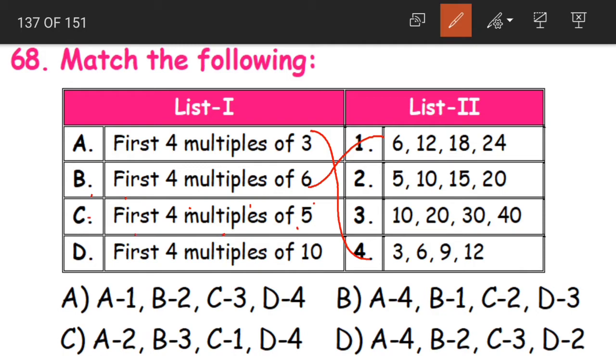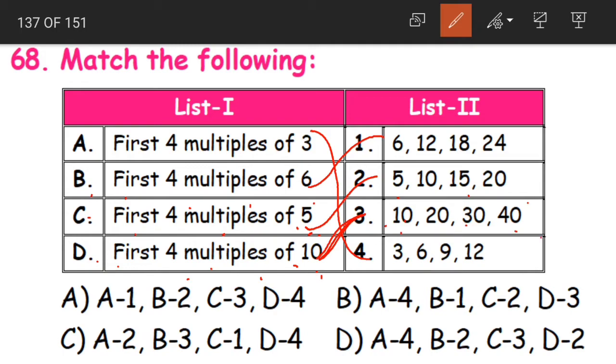Next statement C. First 4 multiples of 5. What are the first 4 multiples of 5? 5, 10, 15 and 20. That is option 2. And lastly we are remaining only with option D, and here we are having only 3, so they will be our correct match. The first 4 multiples of 10 are 10, 20, 30 and 40.